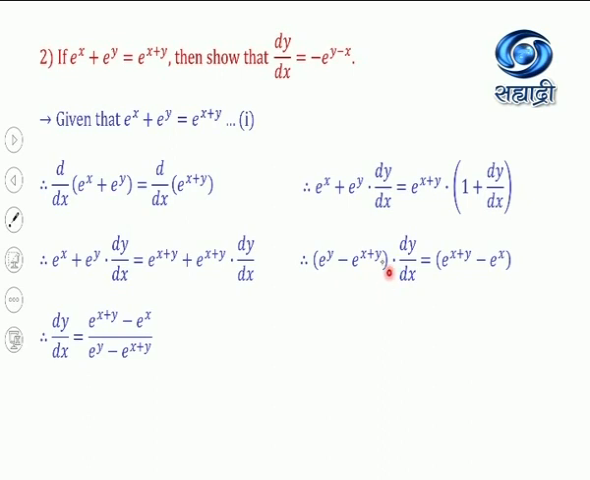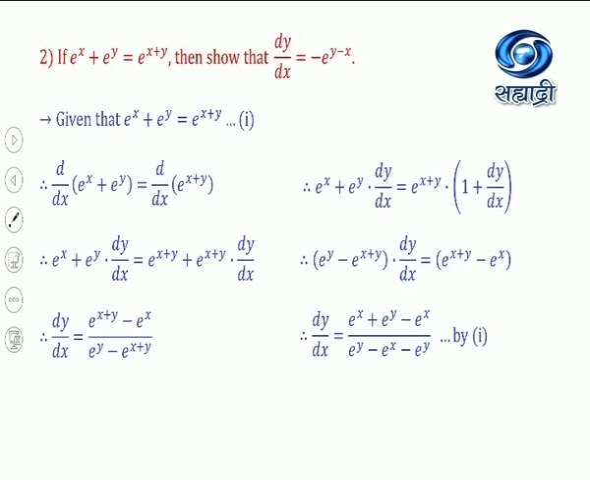Take this coefficient of dy by dx on right hand side. It becomes a denominator and we will get dy by dx equal to e to the power x plus y minus e raised to x upon e raised to y minus e to the power x plus y.